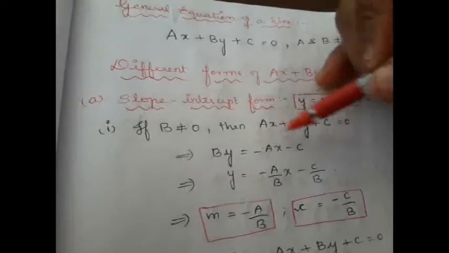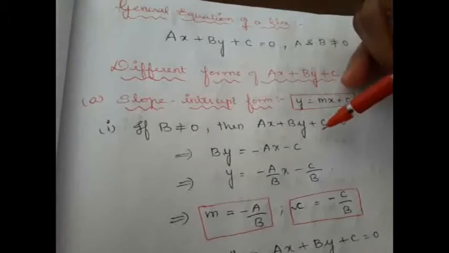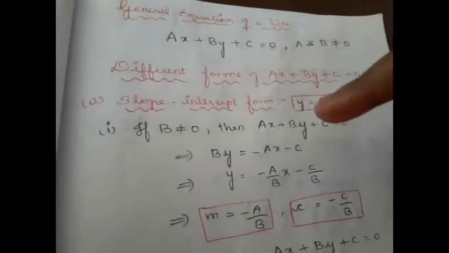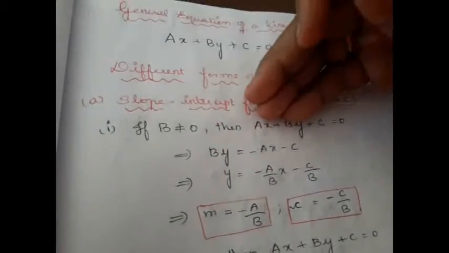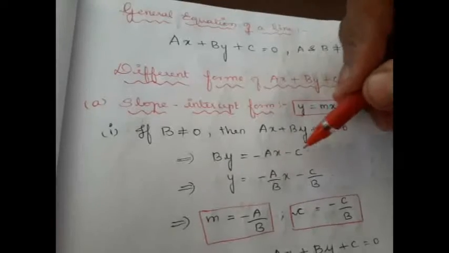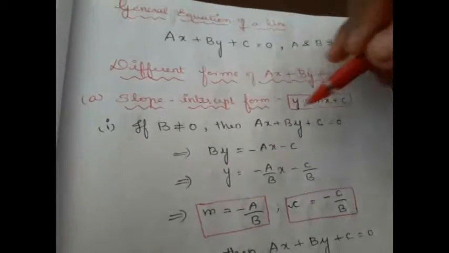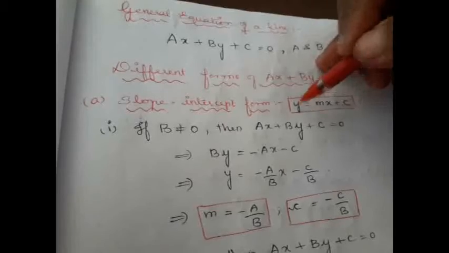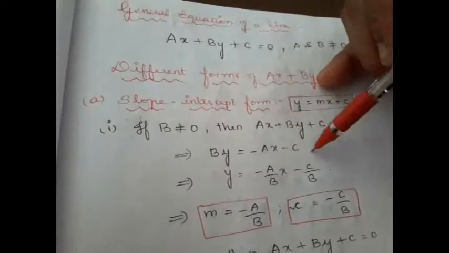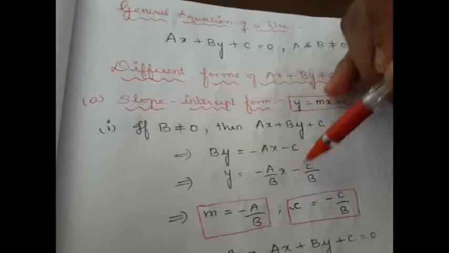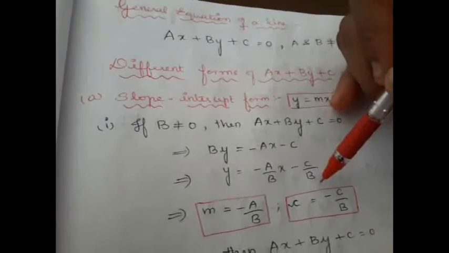We need to bring this ax plus by plus c into the form of y is equal to mx plus c. Alright. So keep by alone on one side and bring the ax and c to the other side. So we got minus ax minus c. We need it in this form, where the coefficient of y is 1. So we bring this b also to the other side. So y is equal to minus a by b into x minus c by b.